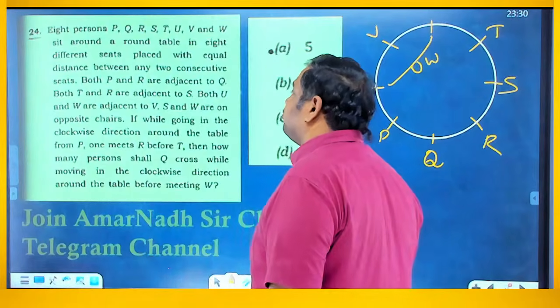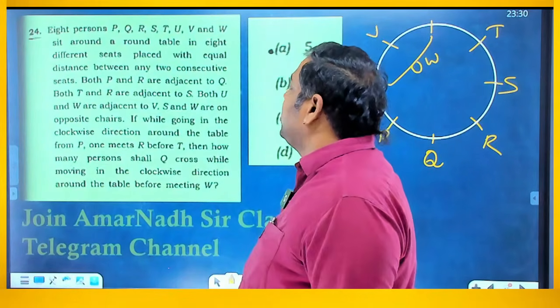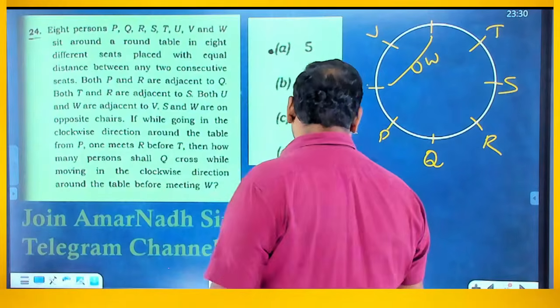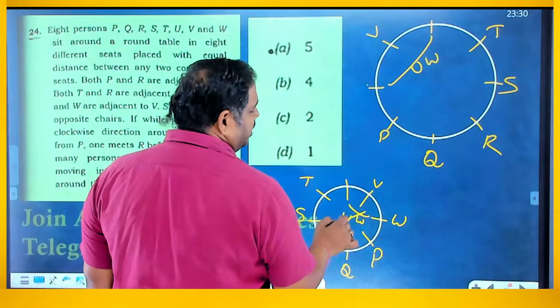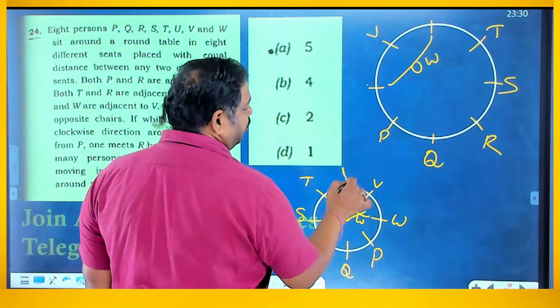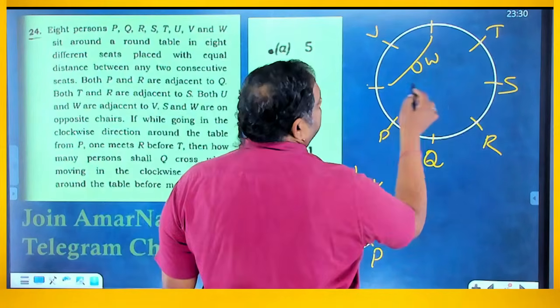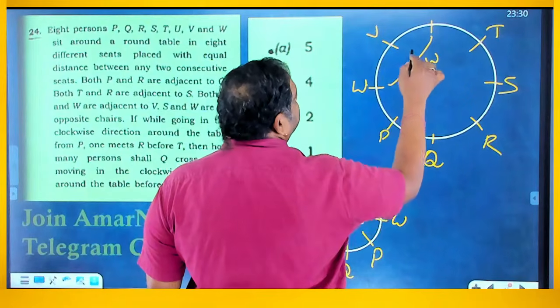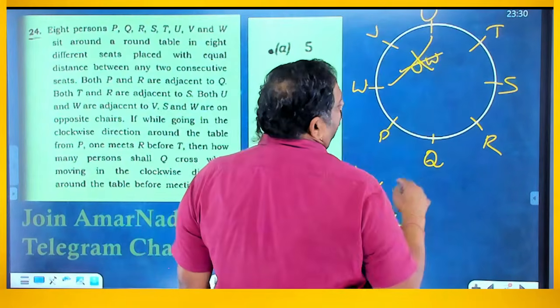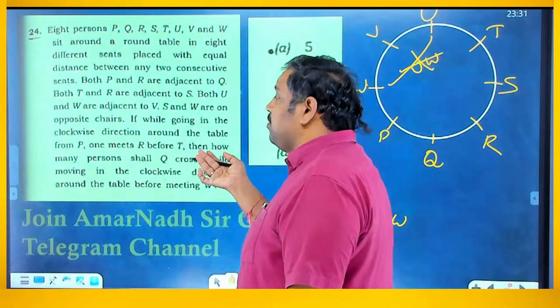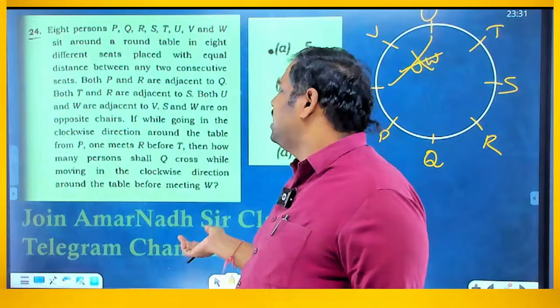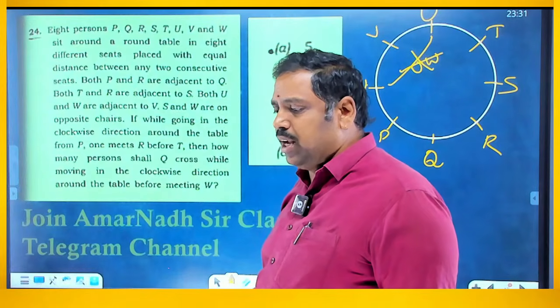Next one. S and W are on opposite chairs. S and W are opposite, right? S, this is opposite, W. That means the tie was broken, and this is U. Okay, now two arrangements are complete, but which is correct, I don't know. If any condition was given, based on that, I will try to eliminate. Else, I'll say that both are possible, and according to that, I will go.